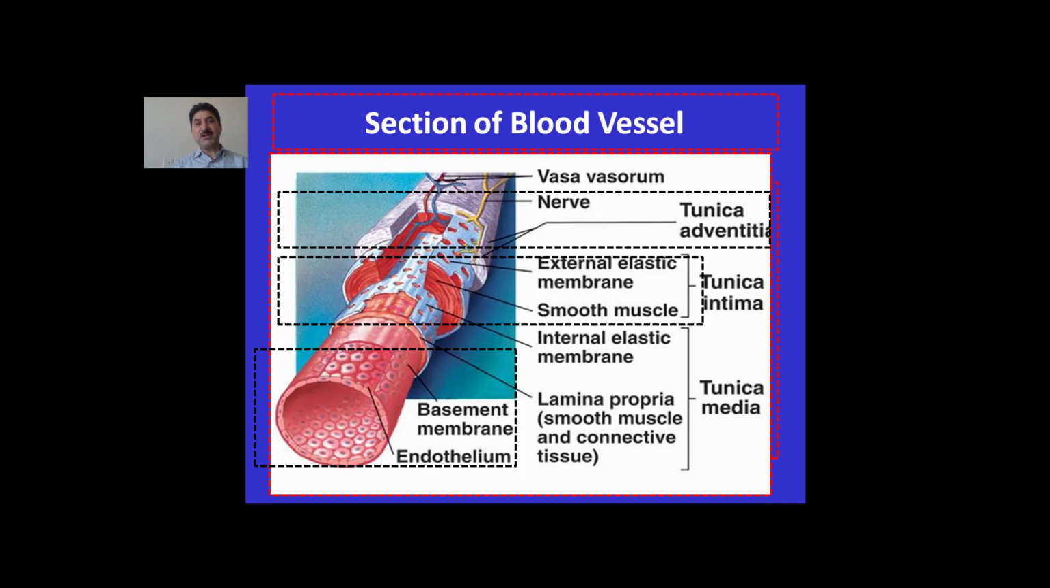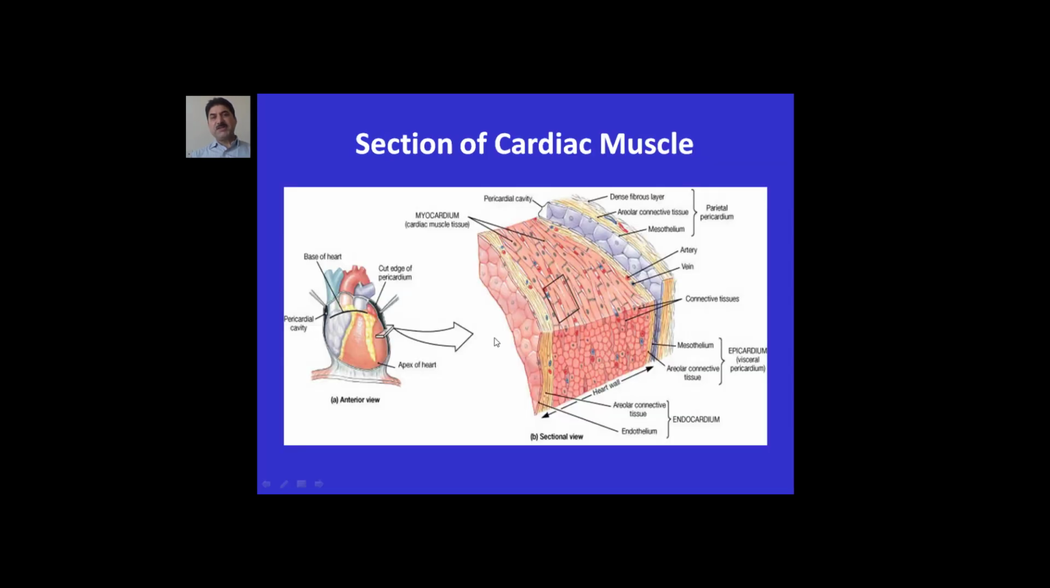Now in adventitial layer, we have connective tissue and nerves. Thus, in total, there are four tissues in blood vessel also: epithelial tissue, muscular tissue, connective tissue, and nervous tissue. The nerves which supply the blood vessel are called vasa nervosa, and the vessels which supply blood vessel are called vasa vasorum. Now let us take a section of the heart to see its structure.